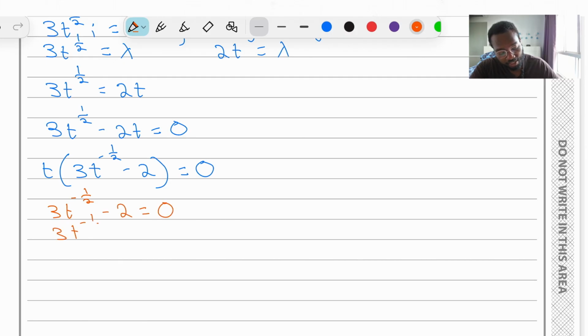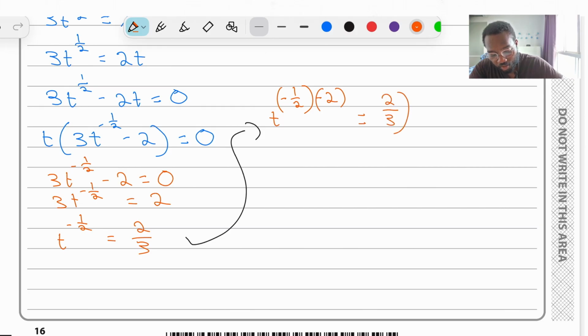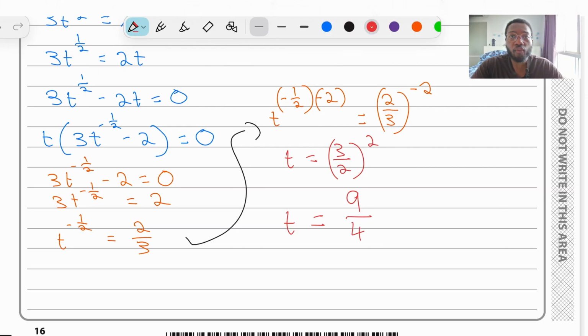So 3t to the negative half is equal to 2. t to the negative half is equal to 2 over 3. And then if we raise everything to the power of negative 2, that would be 2 over 3 to the negative 2. Therefore, that leaves me with t is equal to, if we flip that first, we get 3 over 2 squared, which therefore leaves me with t being 9 over 4.